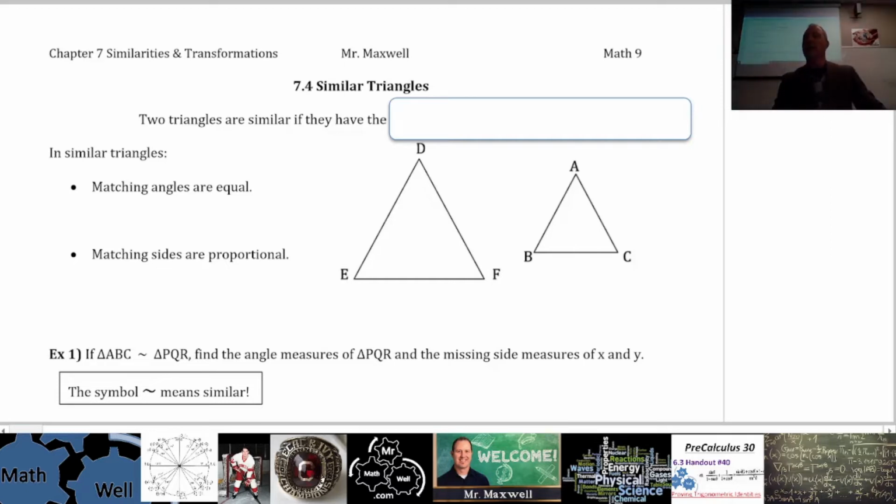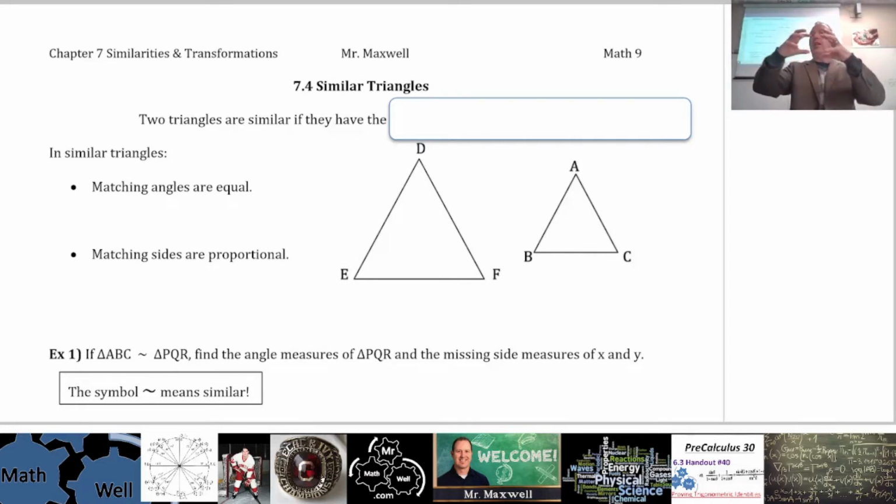7.4, now we're talking officially today about similar triangles, but we've been talking about similar triangles for days now, haven't we? So we've talked about enlargements. You have an original diagram, and if you want to make one that's bigger, that's called an enlargement. Here's the enlargement. If you want to make one that's smaller, here's the reduction.